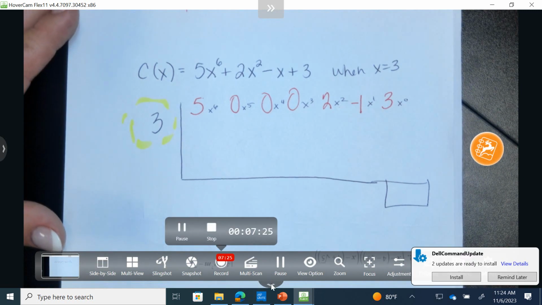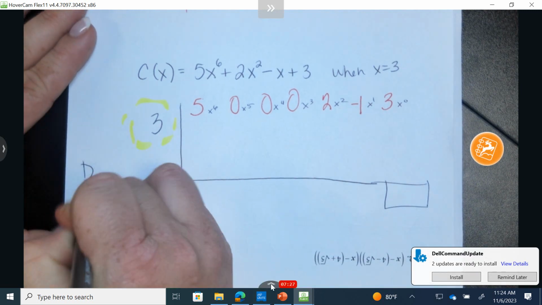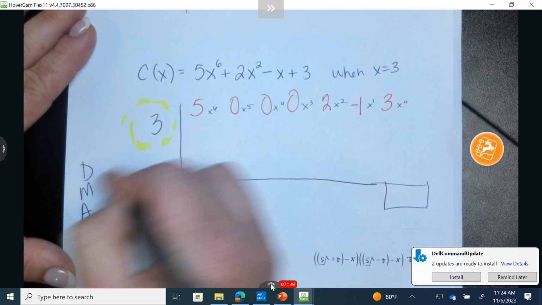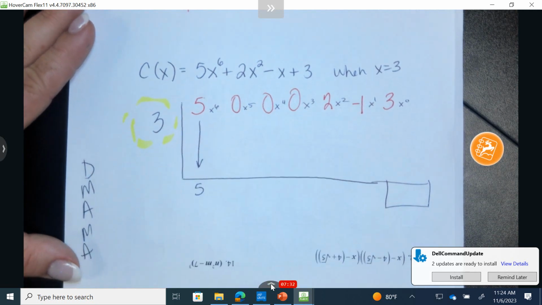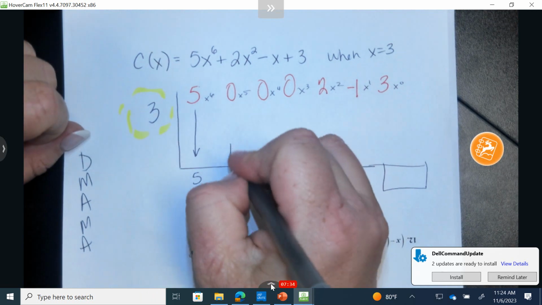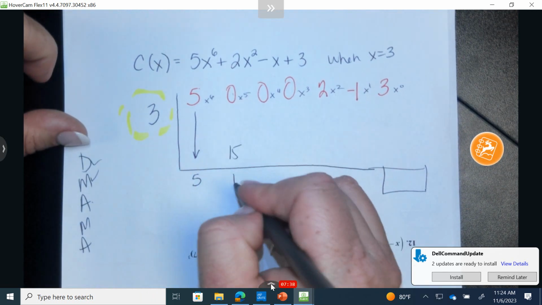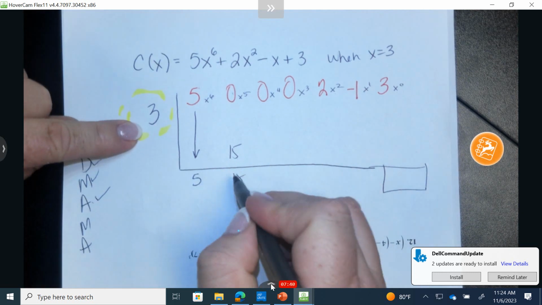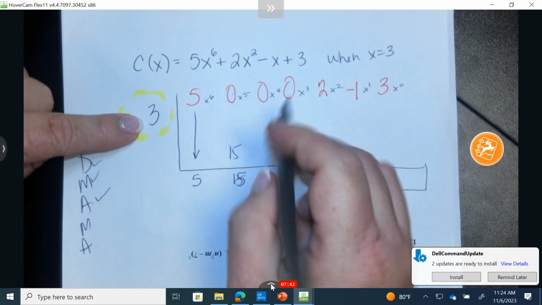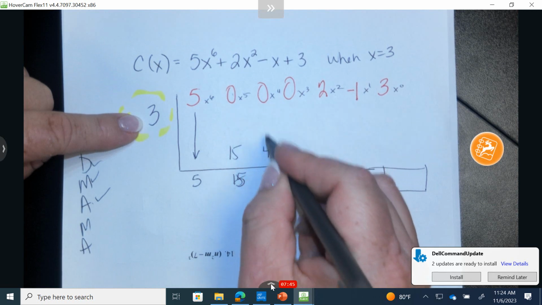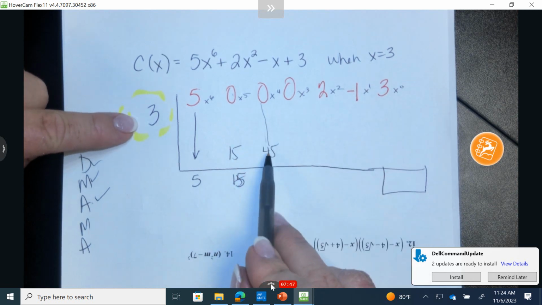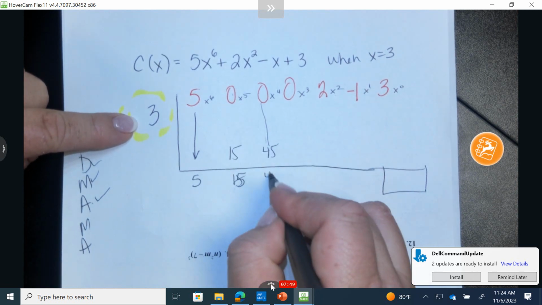Let's work through this together. So we have the acronym D, Mama. Drop down first, so I dropped down the first digit. And now I'm going to multiply to get 15. And then I add straight down to get 15. Then I multiply. 15 times 3 is 45. I've got to keep myself organized here because I'm sloppy with my math. I add straight down to get 45.